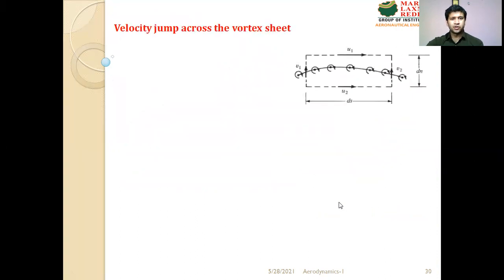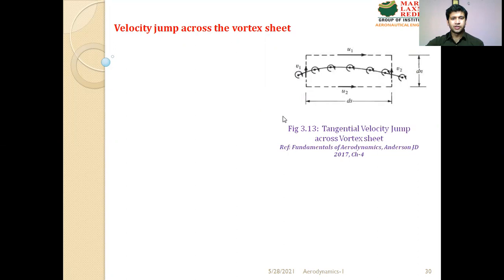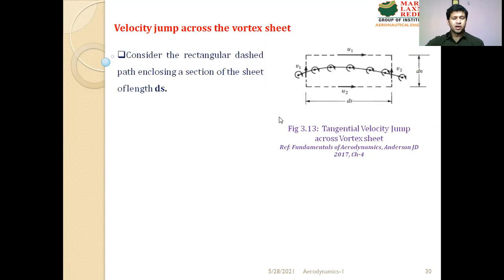So velocity jump across the vortex sheet. Here there is a tangential velocity jump across the vortex sheet. Let's consider the rectangular dashed path enclosing a section of sheet of length ds. This is the length of the sheet ds, and in this direction it is u2, in this direction it is u1, this is v2, and this is v1. The distance between v1 and v2 is given by ds, and the distance between u1 and u2 is dn.